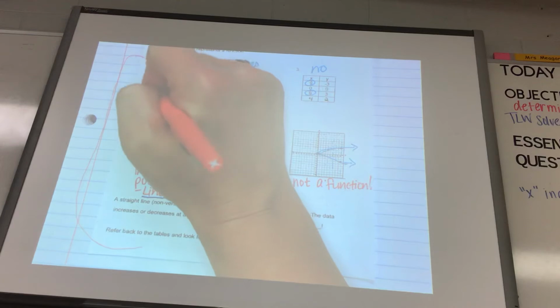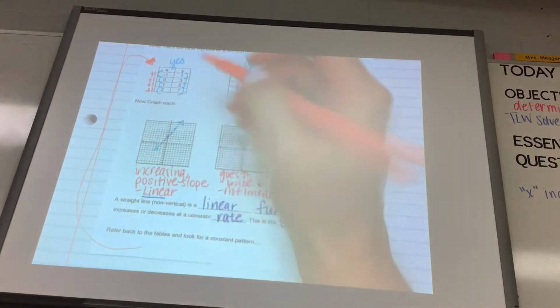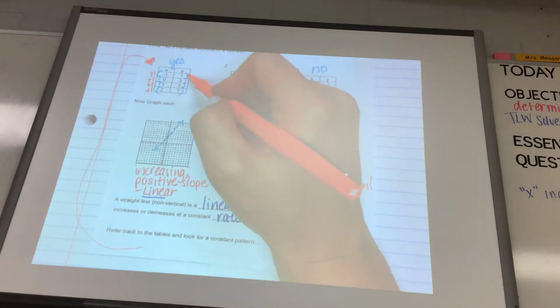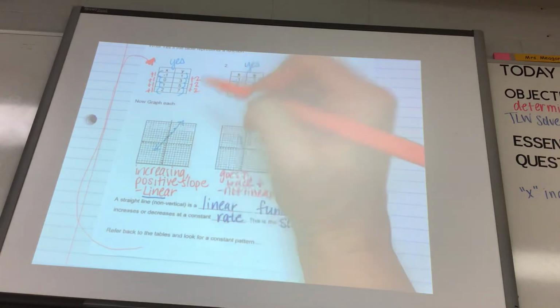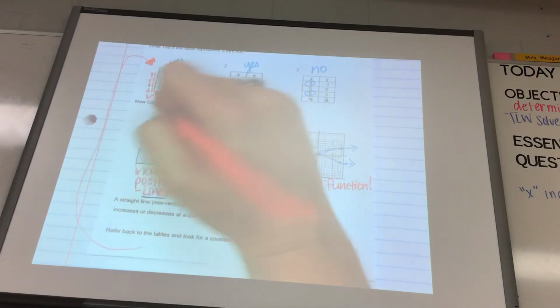On the y side, is there a pattern? We have an increase by 2, an increase by 2, increase by 2. Yes, there is a pattern on both sides. It's a linear pattern.